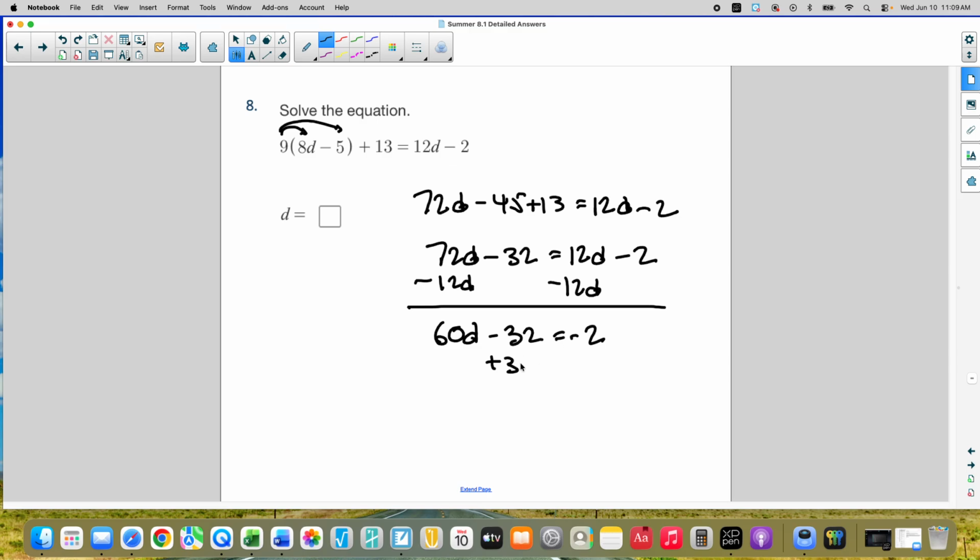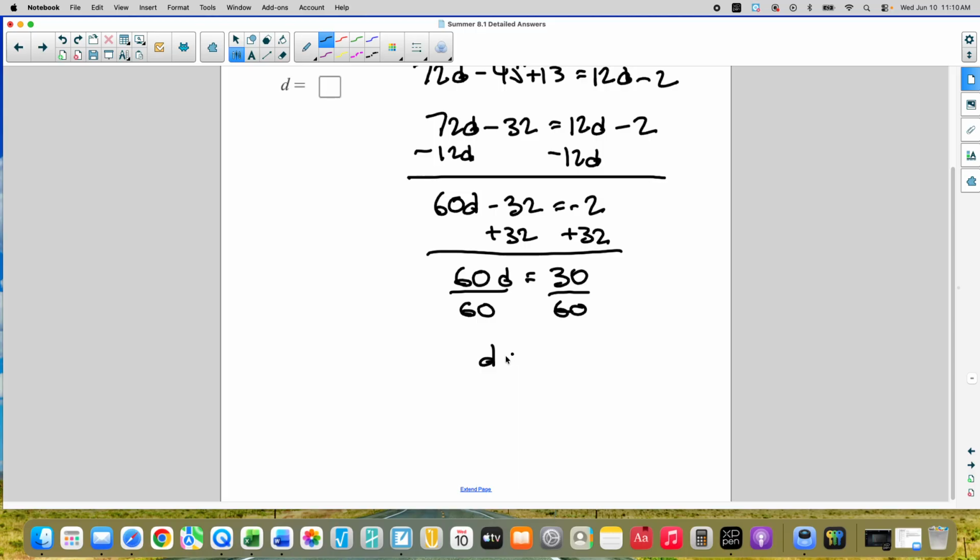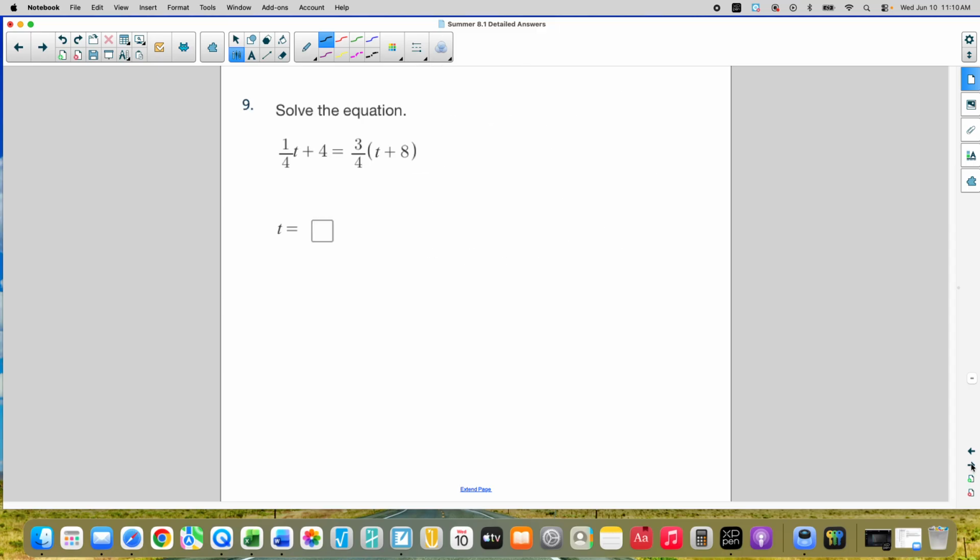We'll add 32. We get rid of addition and subtraction first. 60d equals 30. Divide by 60. Leaving us with d equals 1/2. That's a good one. I like that problem a lot. Let's move on to the next one.